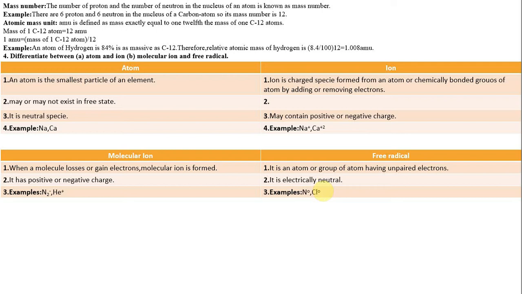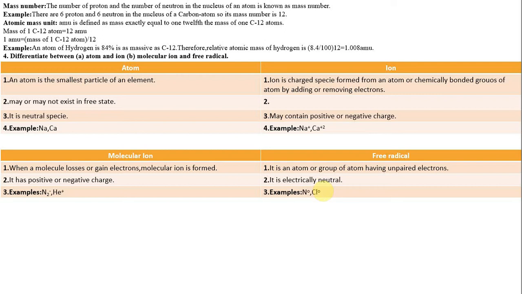ये न्यूट्रल स्पीशीज है. Ion: a charged species formed from an atom or chemically bonded groups of atoms by adding or removing electrons. It may not exist in free state, and may contain positive or negative charge. Examples are sodium plus 1 and calcium plus 2. Now part B, molecular ion and free radical.